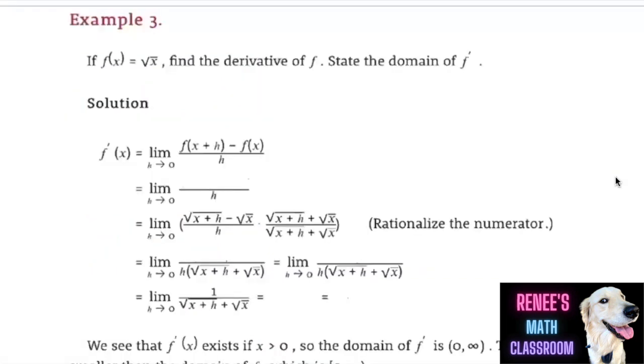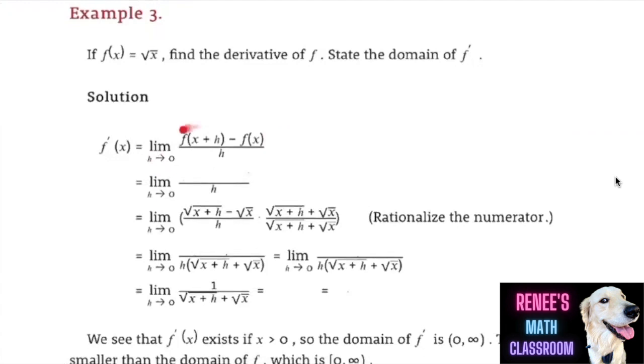Example 3. If f of x is equal to square root of x, find the derivative of this function f, and then state the domain of f prime. So we can find f prime using this definition. By definition, f prime of x is equal to the limit of this quotient where h is approaching 0. Okay. So for f of x plus h, we're going to substitute x plus h into x over here, and this is going to be square root of x plus h. F of x is square root of x.